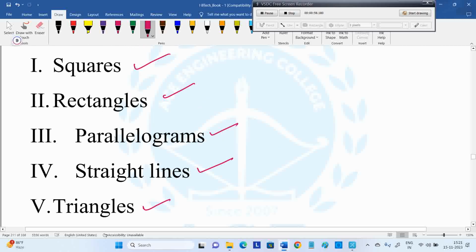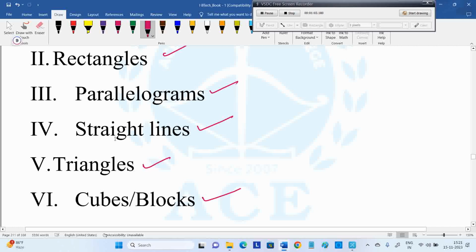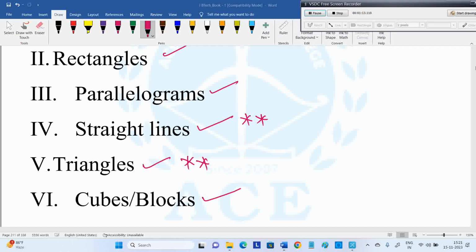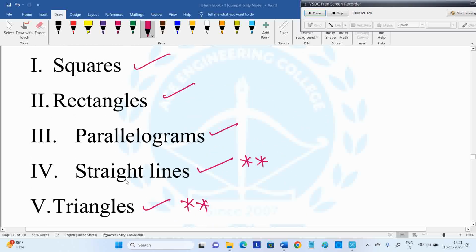Important for government sector jobs as well as MNCs both. In Accenture, they're focusing more on counting the number of triangles and counting the number of straight lines. They're asking this in Accenture also. 1 or 2 questions in abstract reasoning, they're asking about these counting figures as well: triangles, cubes or blocks, straight lines, parallelograms, rectangles and squares.